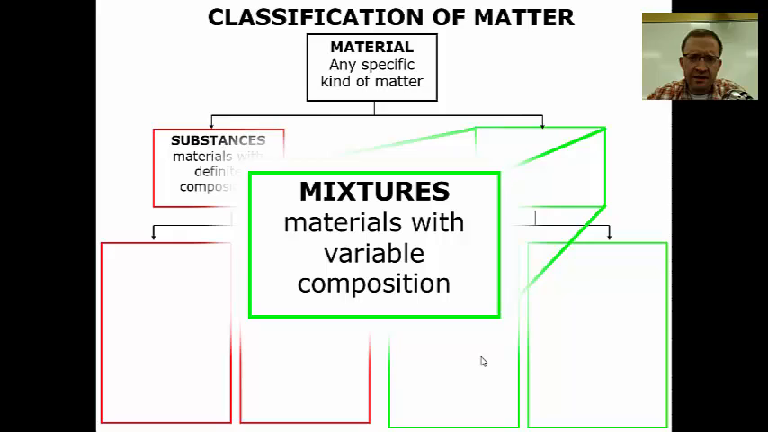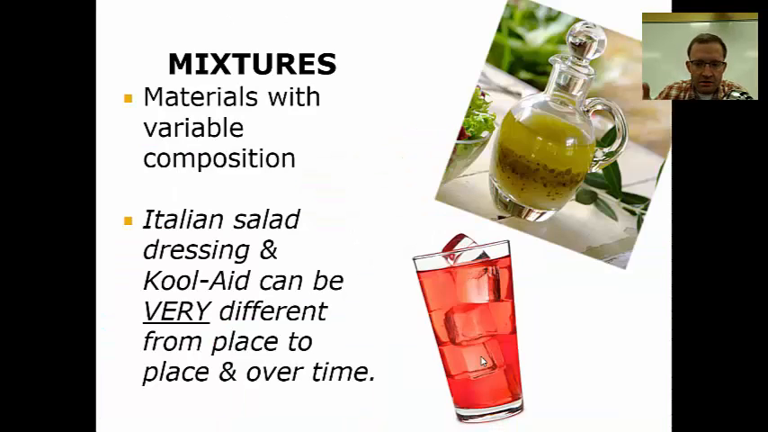The opposite sort of thing there is mixtures. Instead of a definite composition, mixtures have a variable composition. And variable just means that it's different from place to place. You might call it by the same name because it's a material, so it has a name. But from place to place, it can be very different and still be called that same thing. And so from our examples, materials with a variable composition would include something like Italian salad dressing and Kool-Aid. They're very different from place to place and over time.